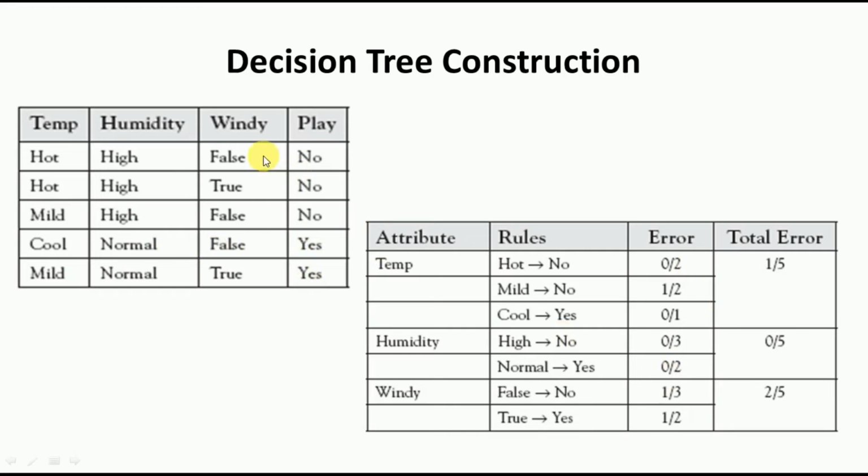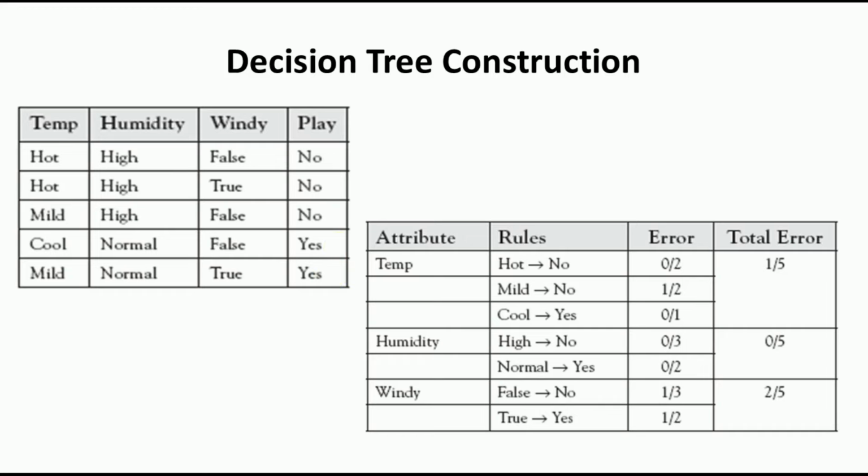Coming back to windy: false, false, false. So false is appearing 3 times. Out of 3 times, 2 times it is no, 1 time it is yes. So what should be the rule? Definitely false should be equivalent to no, and there is 1 error here because false is equivalent to yes once. So whenever you make false equivalent to no, we will get 1 by 3 as the error. True. True is appearing 2 times. 1 time it is no, 1 time it is yes. So if you take true is equivalent to no, 1 incorrect decision.